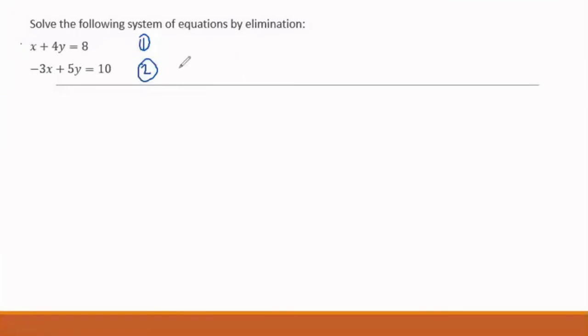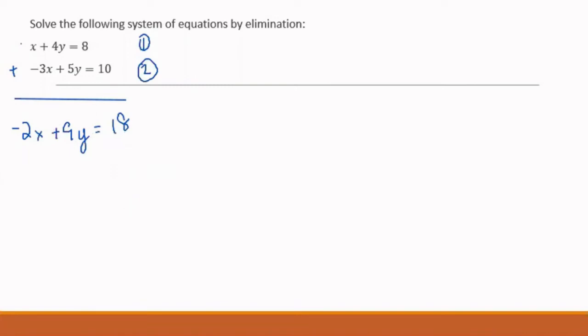How are we going to eliminate the variables? If I just take those 2 equations as written and add them together, it would give me x minus 3x is negative 2x, 4y plus 5y is 9y, and 8 plus 10 is 18. Congratulations, we've written a new equation, but does it tell me anything new? No, it still has 2 unknowns. So while this equation is true, it's valid, it's not helpful.